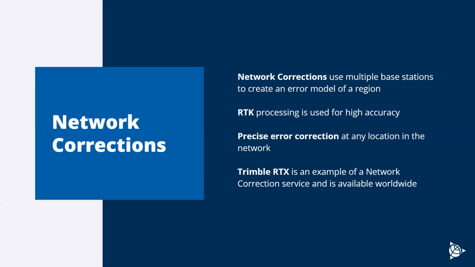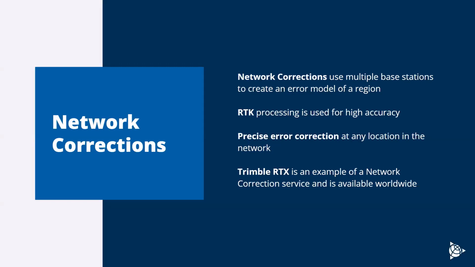Finally, we have network corrections. So network corrections use the same processing or same principles as GNSS and RTK. The difference is that we're using multiple base stations to precisely model the error over a wider area. So the precise error can be determined at any location in the network. So instead of doing a simple offset from one base station to one rover unit, we have a network of base stations, and we can more accurately model the error as it changes with distance from each base station.